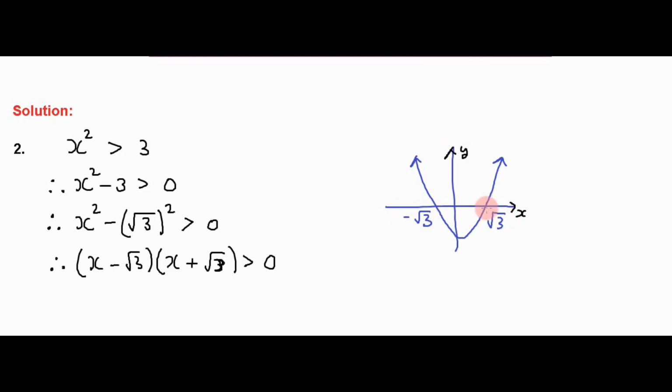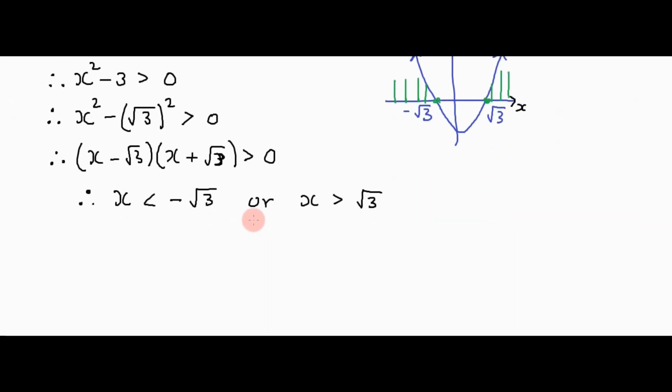And we can see that to the right of the square root of 3, it rises above the x-axis, as well as to the left of minus the square root of 3. So for all the x's to the left of negative the square root of 3, and for all x's to the right of positive the square root of 3. So then our solution will be x is less than negative the square root of 3, or x is greater than positive the square root of 3.